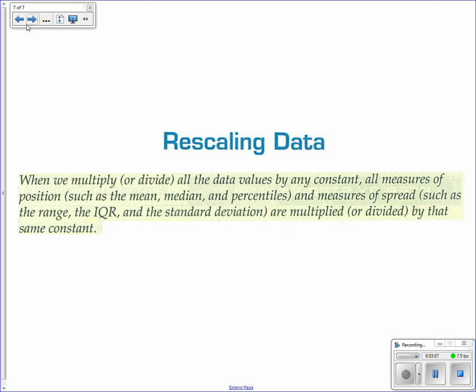The last idea is about rescaling data, when you multiply or divide all the data values by a constant. When this happens, every measure is multiplied by that constant, the measures of position and the measures of spread. So the min, the max, Q1, Q3, the median, the mean, standard deviation, IQR, range, everything is multiplied by that constant. Make sure you're aware of that idea. So that's it for the first part of chapter 6.